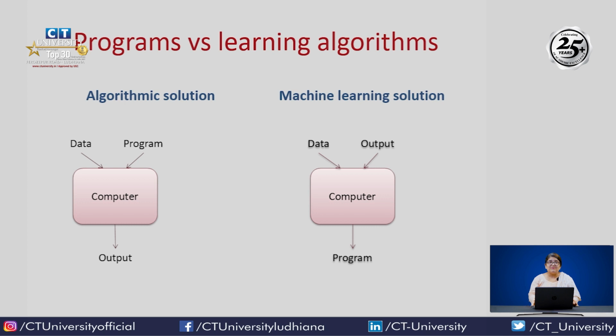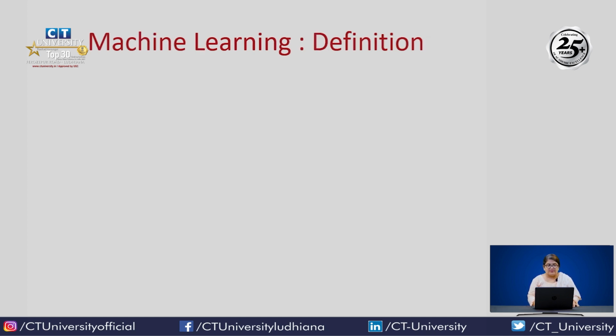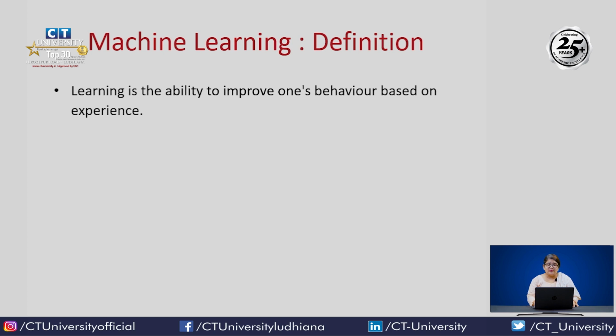The input is in the form of predictions, various constraints, and various assumptions that we can make to get the desired solution. So now we come to the machine learning definition.